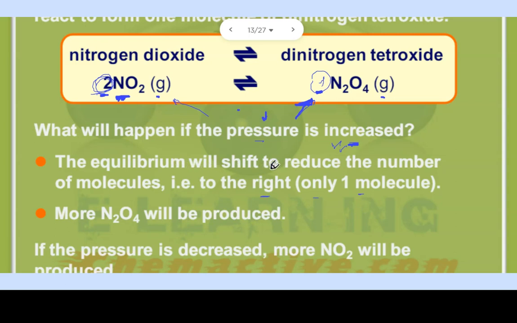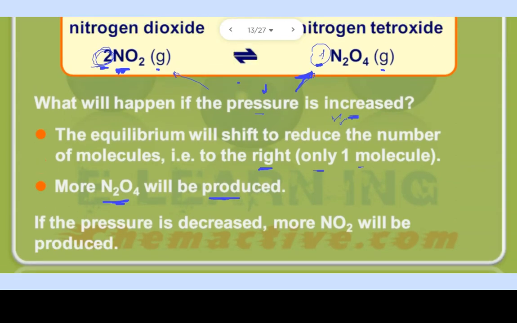So the equilibrium will shift to reduce the number of molecules. Here, to the right side, only 1 molecule, more N2O4 will be produced. On the other hand, if pressure decreases, more NO2 will be produced.